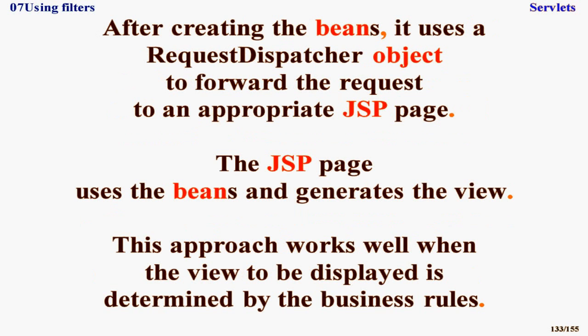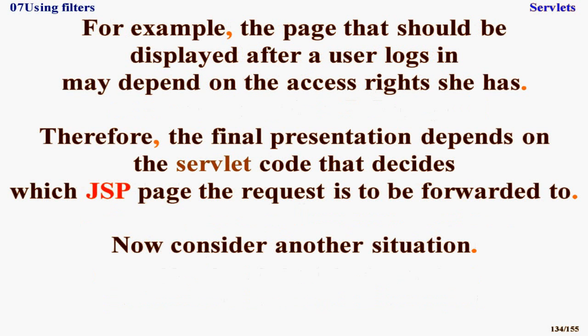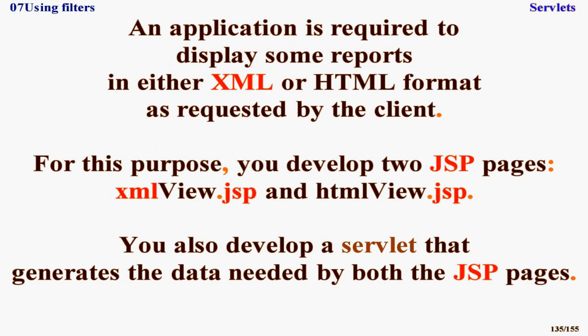This approach works well when the view to be displayed is determined by the business rules. For example, the page that should be displayed after a user logs in may depend on the access rights she has. Therefore, the final presentation depends on the servlet code that decides which JSP page the request is to be forwarded to. Now consider another situation. An application is required to display some reports in either XML or HTML format as requested by the client.